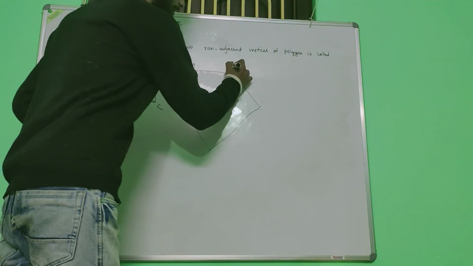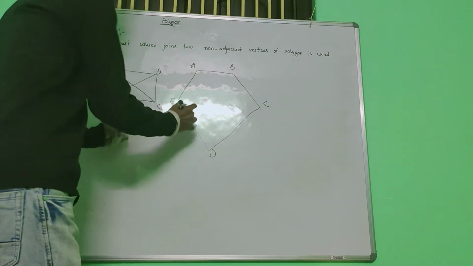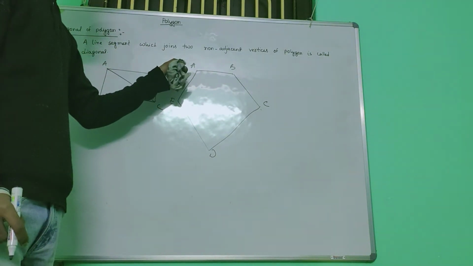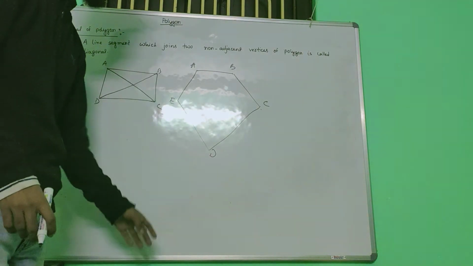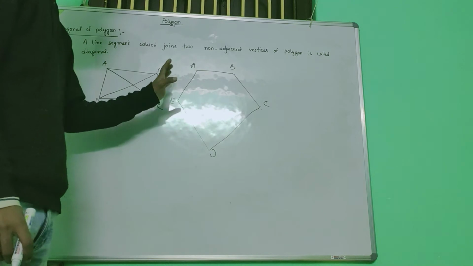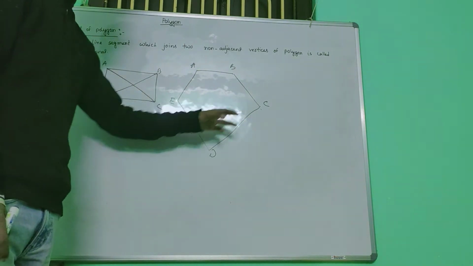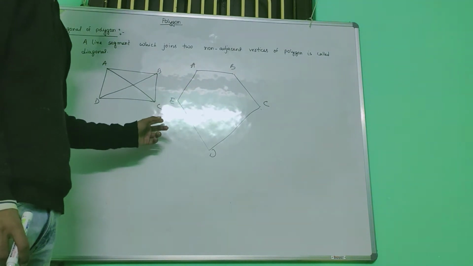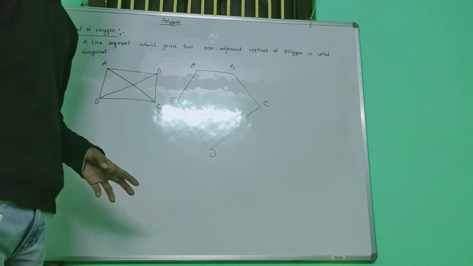Now we will give names A, B, C, D and E. Now look at A. From A we can see over here the adjacent sides are B as well as E. So the non-adjacent vertices are C and D. B and E are adjacent vertices, as well as C and D are non-adjacent vertices.